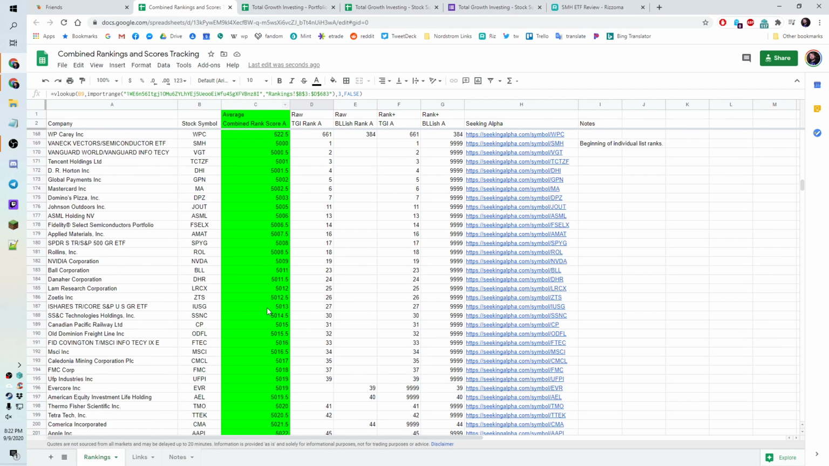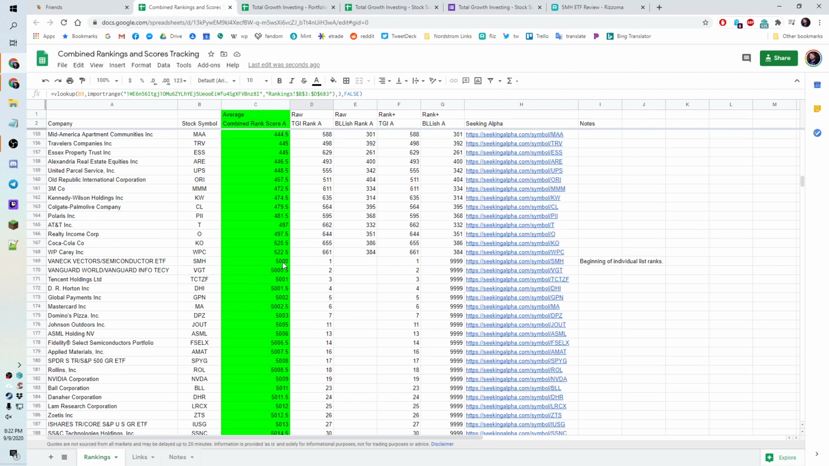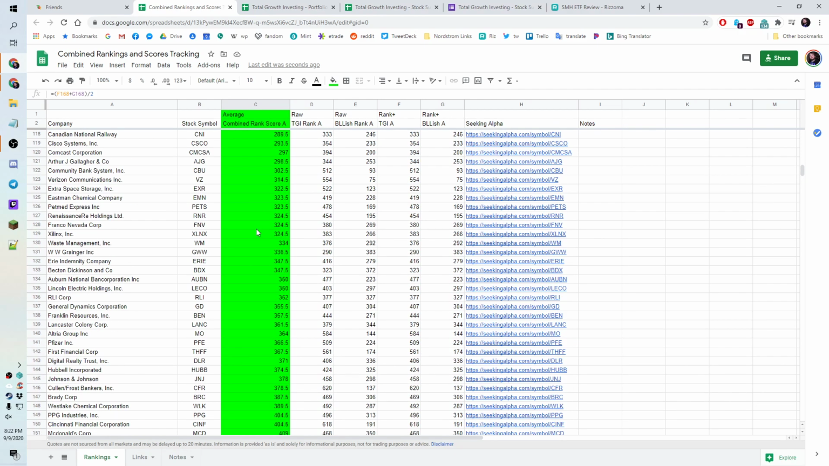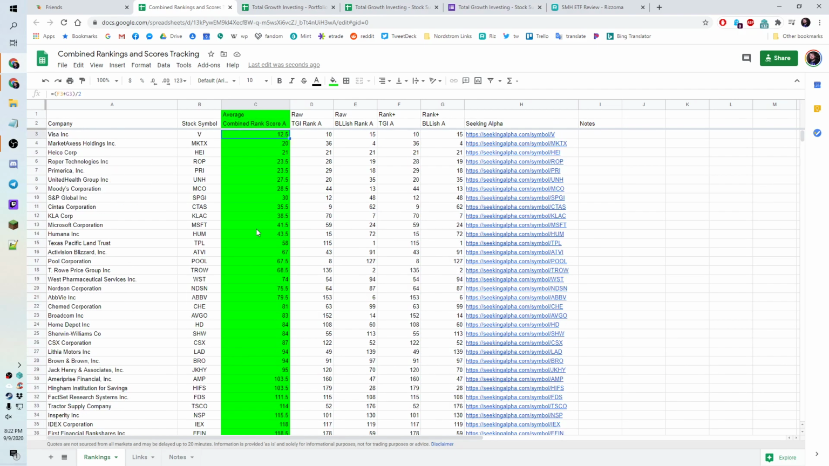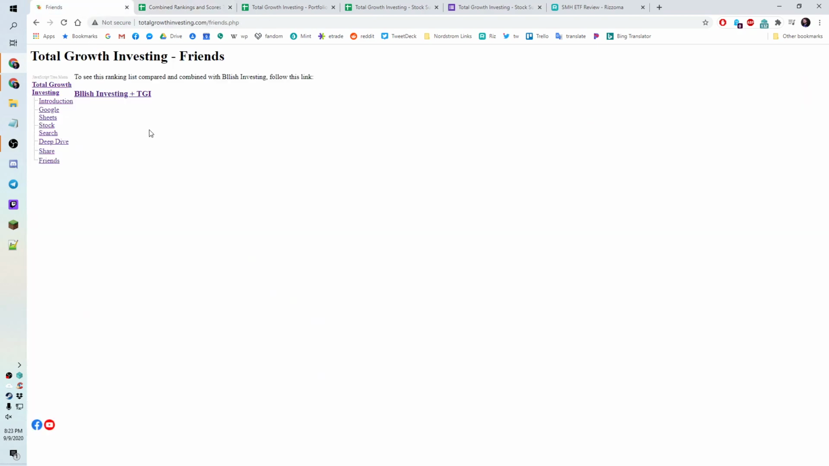So the average score combined is going to be above 5,000, because I've got 9999 as a placeholder. But as far as the combined list, the first 166 stocks that both of us have are combined with a ranking score, and the highest ranking wins. So that's Visa right now. So that is this.